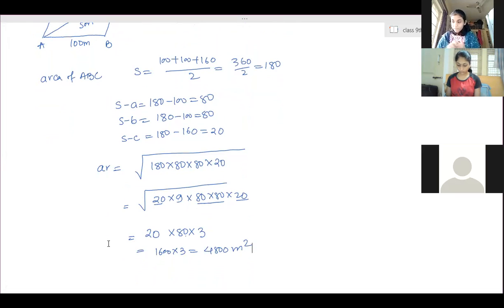Ma'am, is this question from the exercise of NCERT? It's not an exercise, it's an example. That's example 6. Okay, ma'am.